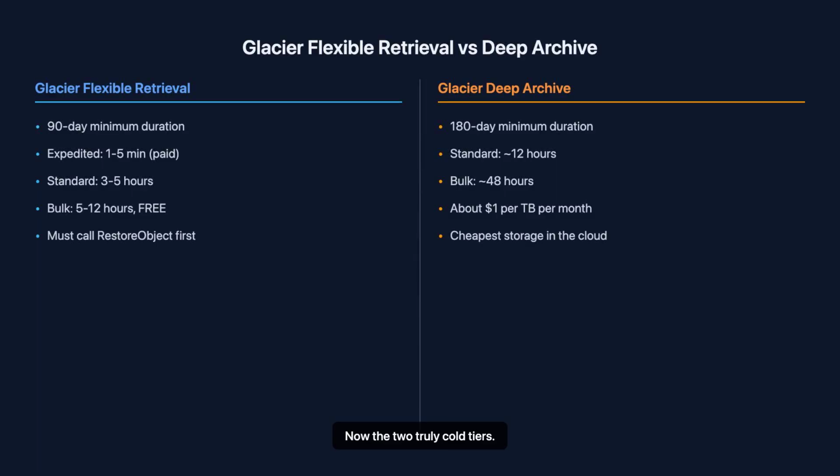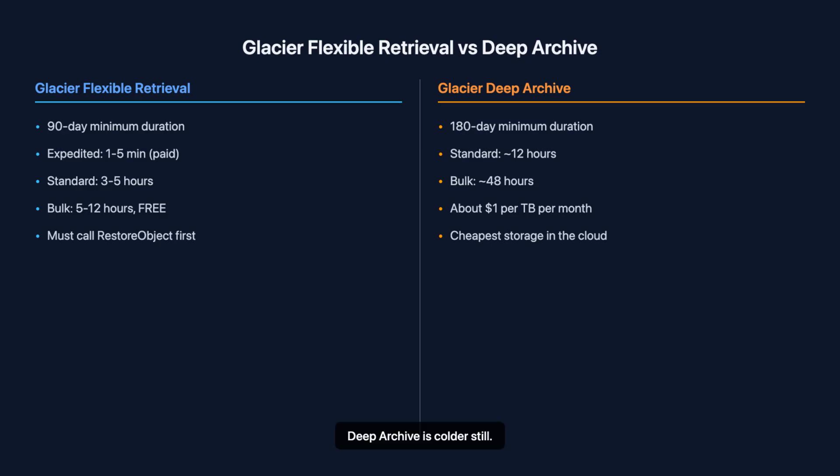Now the two truly cold tiers. Glacier Flexible Retrieval has a 90-day minimum and 3 retrieval options. Expedited gives you back the object in 1 to 5 minutes for a fee. Standard takes 3 to 5 hours, and bulk takes 5 to 12 hours, and is completely free. That free bulk retrieval is the headline.